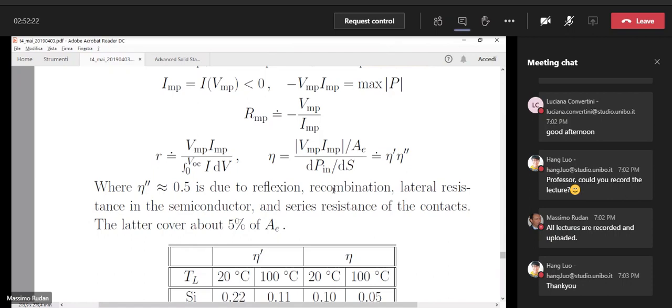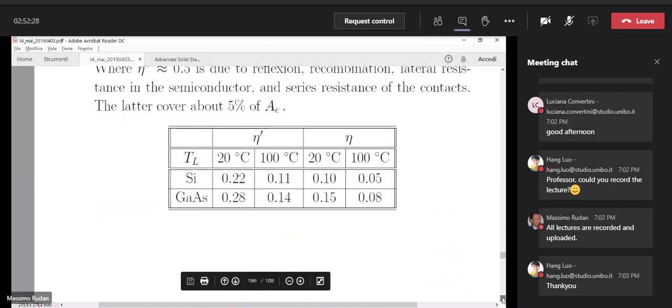So cell may become really hot. Okay, so there are values in the table shown here in which there is the typical efficiency eta prime for silicon and gallium arsenide at 20 and 100 degrees centigrade. And you can see that eta prime halves going from 20 to 100 degrees. For silicon, it goes from 0.22 to 0.11. And for gallium arsenide, from 0.28 to 0.14. This is for eta prime.